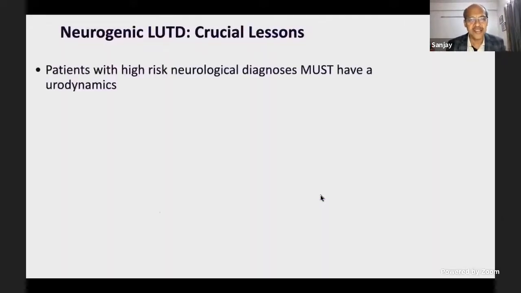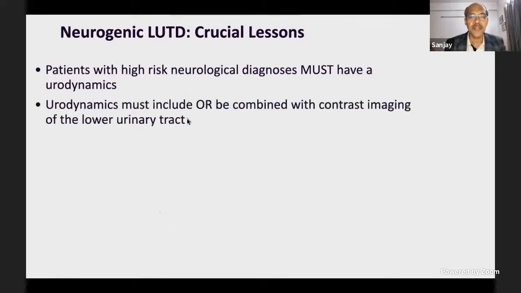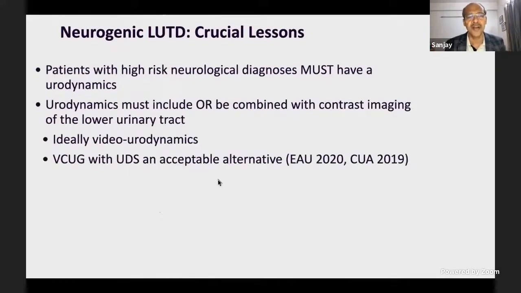So some crucial lessons for the neurogenic subgroup: patients with high-risk diagnosis must have urodynamics. And what are the high-risk diagnoses? Spina bifida, spinal cord injury, and urethral malformation. And then any other neurogenic patient in whom the urodynamic findings or the clinical findings are high-risk findings. Urodynamics must include or must be combined with contrast imaging of the lower tract, ideally video, but you could do a UDS with a VCUG, and that's an absolutely acceptable alternative.